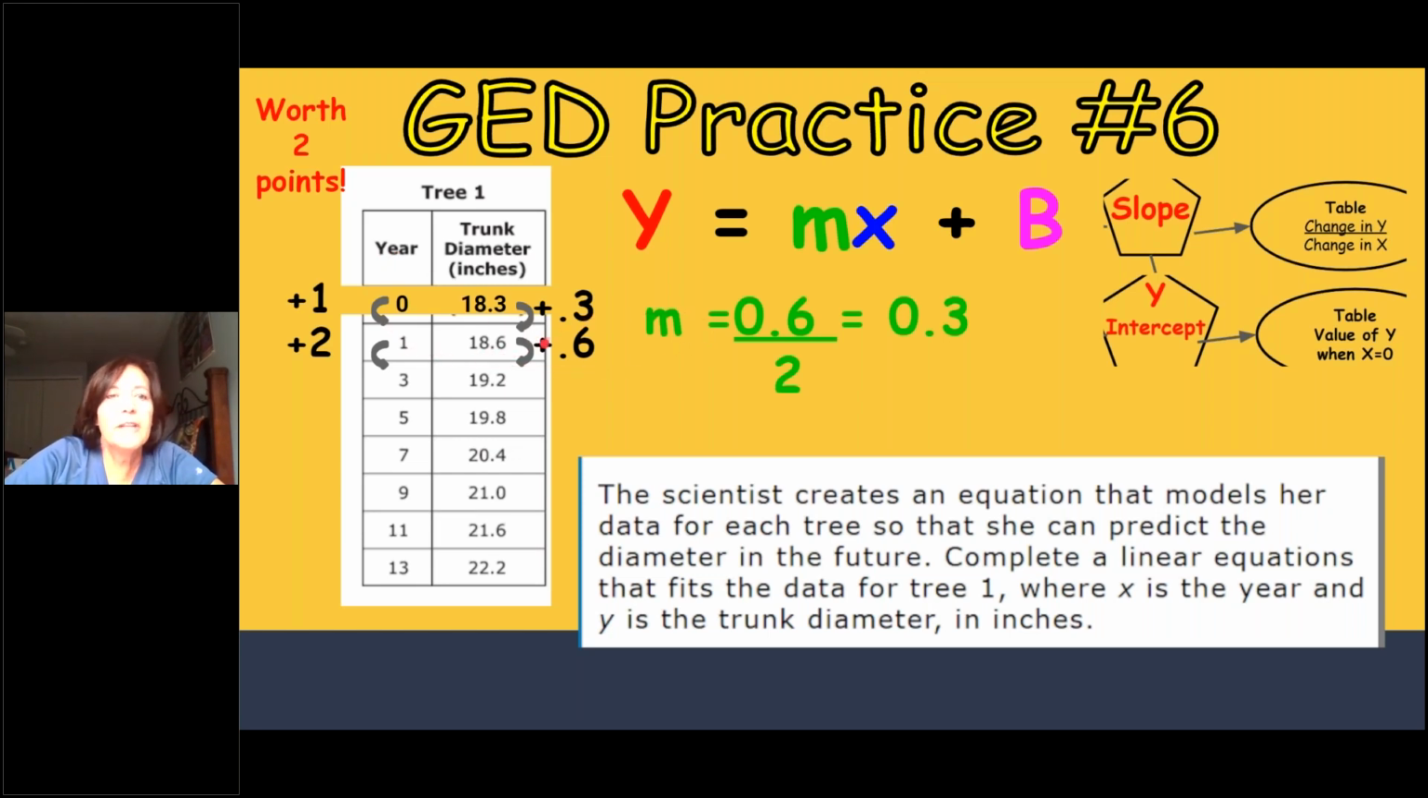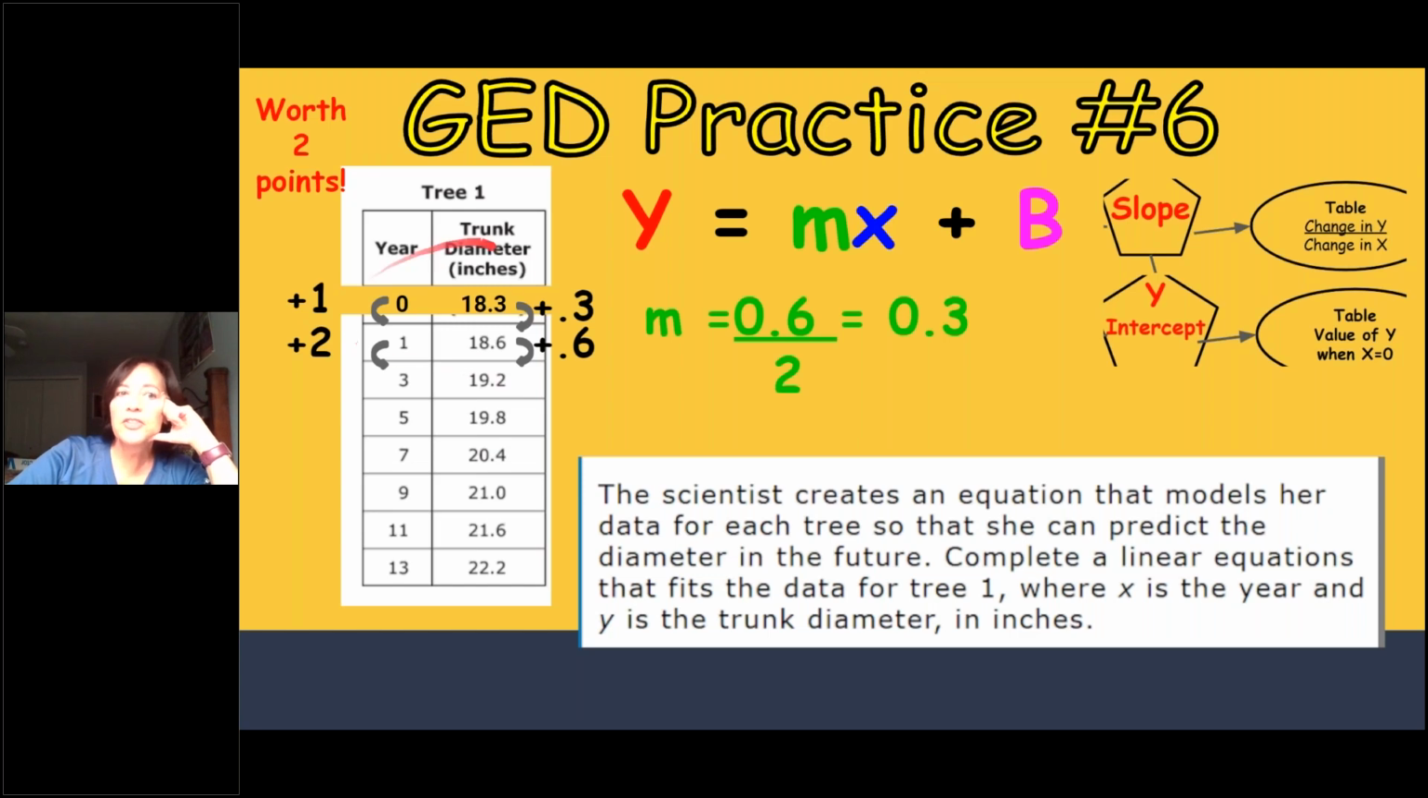Every year, we figured out that trunk diameter gets 0.3 inches bigger. Now on our table, it jumps up 0.6 every time because that's for 2 years. But every 1 year, it gets 0.3 bigger. So if we were to put 0 onto our table, we know that the trunk diameter would have been 0.3 smaller. It would have been 18.3, so that 1 year later, it would have been 18.6, and 1 year later, 18.9, but she chose not to include that.